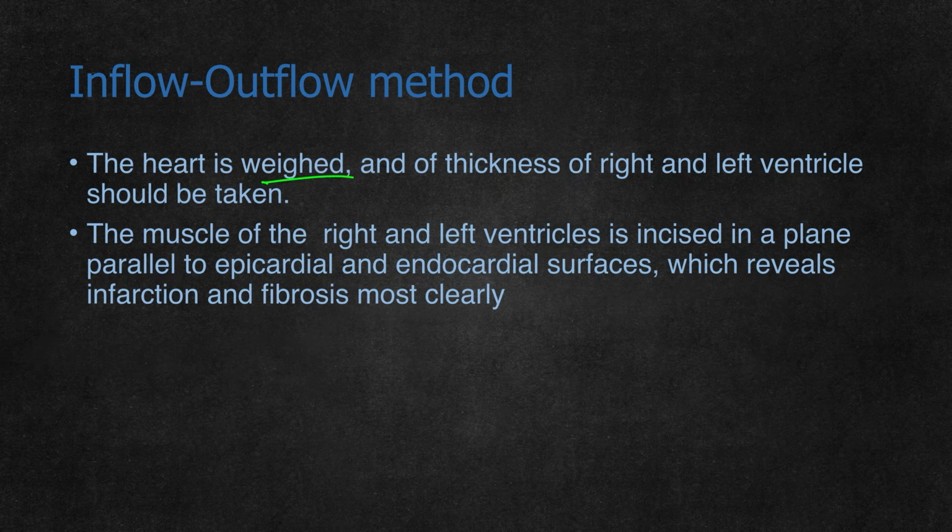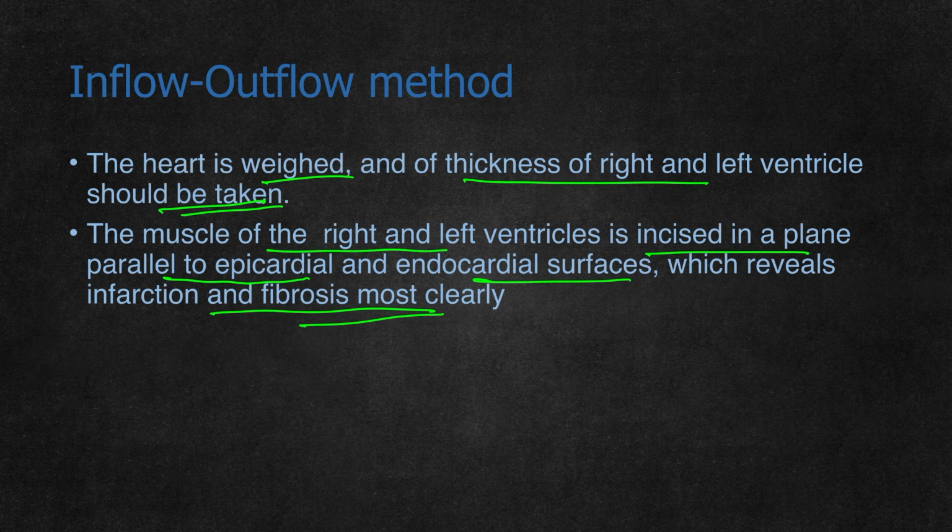The heart is weighed and the thickness of the left and right ventricles should be taken. The muscles of the left and right ventricles are incised in a plane parallel to the epicardial and endocardial surfaces, which reveals the infarction and fibrosis most clearly. Even along the muscles of the interventricular septum and right ventricle, incisions can be taken to examine for the presence of infarction and fibrosis. Now, coming to the next: coronary artery dissection.